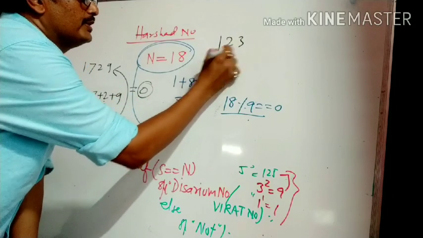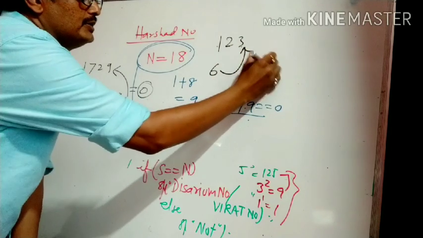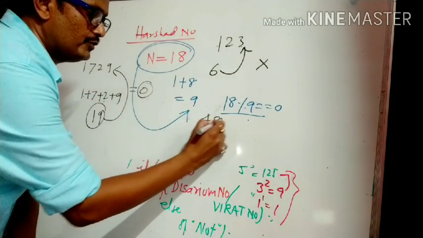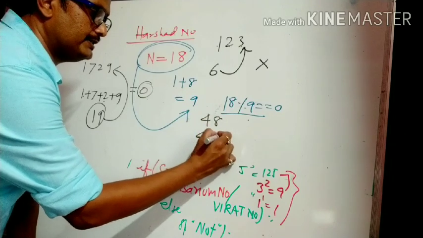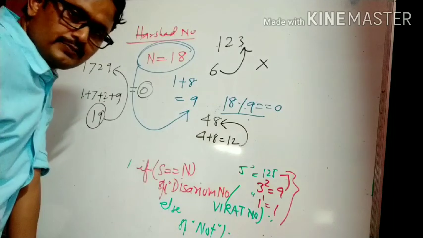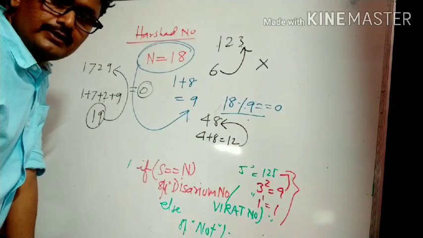Add it. This will be 3, 2, 5, 1, 6. Is it divisible by 6? No, that is not a Harshad number. Suppose 4, 8. 4 plus 8 will be 12. 12 is divisible by this 48? Yes. So that is a Harshad number.